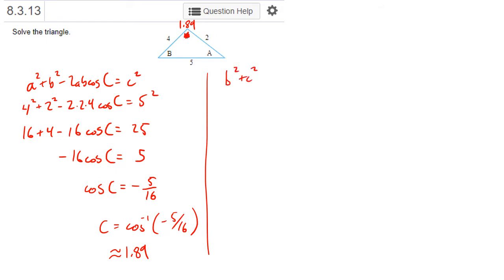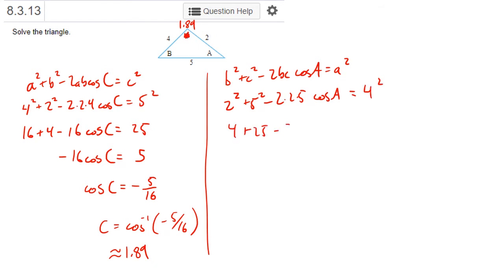b squared plus c squared minus 2bc times the cosine of angle A is equal to little a squared. Now, we've found all the sides. They were given to us. So little b is across from angle B, that's 2 squared. Little c is across from angle C, that's 5 squared. Minus 2 times 5 times the cosine of the unknown angle A is little a squared, 4 squared. Great, 4 plus 25 minus 20 times the cosine of A is equal to 16. 4 plus 25 is 29.